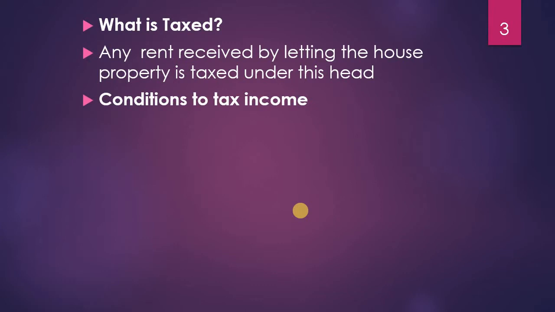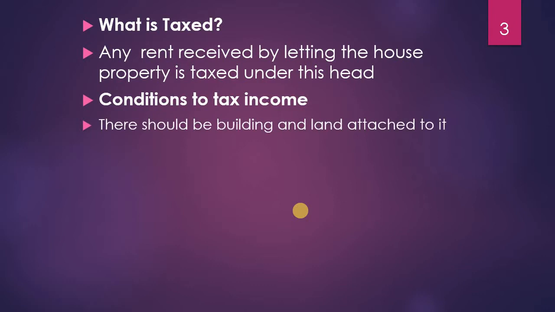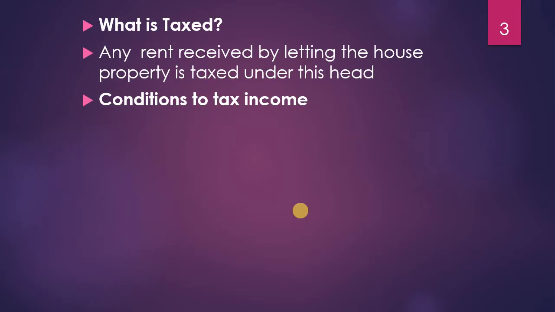Conditions to tax income. What are the conditions to tax any income that comes under income from house property? In order to tax under this head, there are three conditions which must be fulfilled. If these three conditions are fulfilled, then only we can calculate tax under income from house property. Otherwise it will not come under income from house property. It may be some other head.